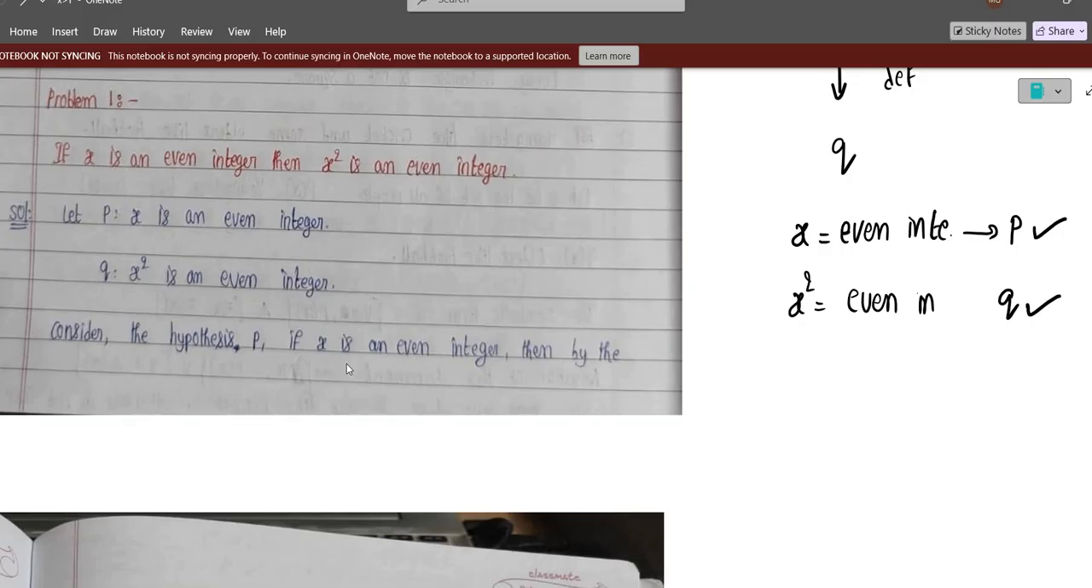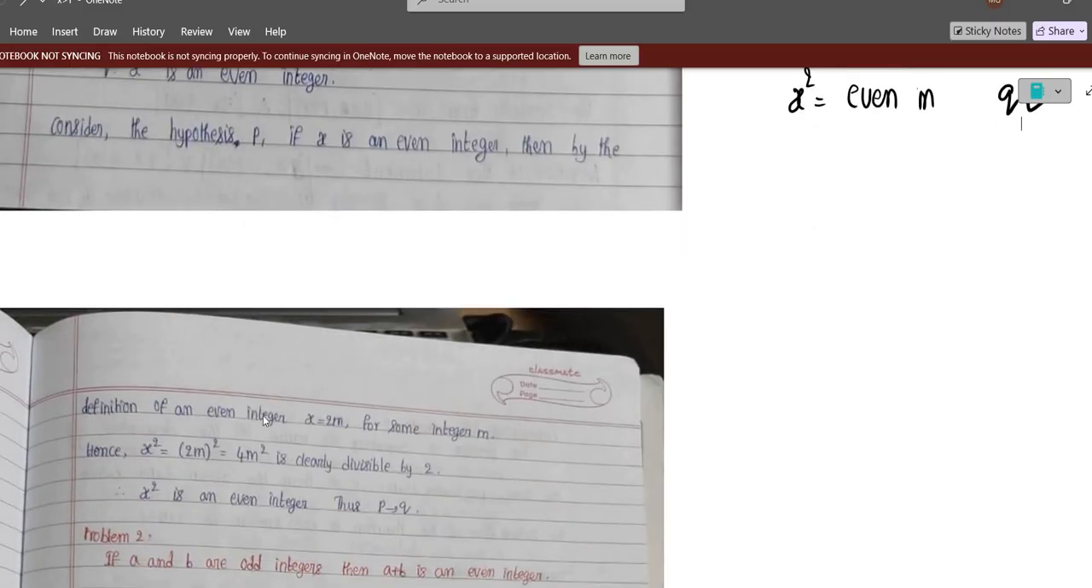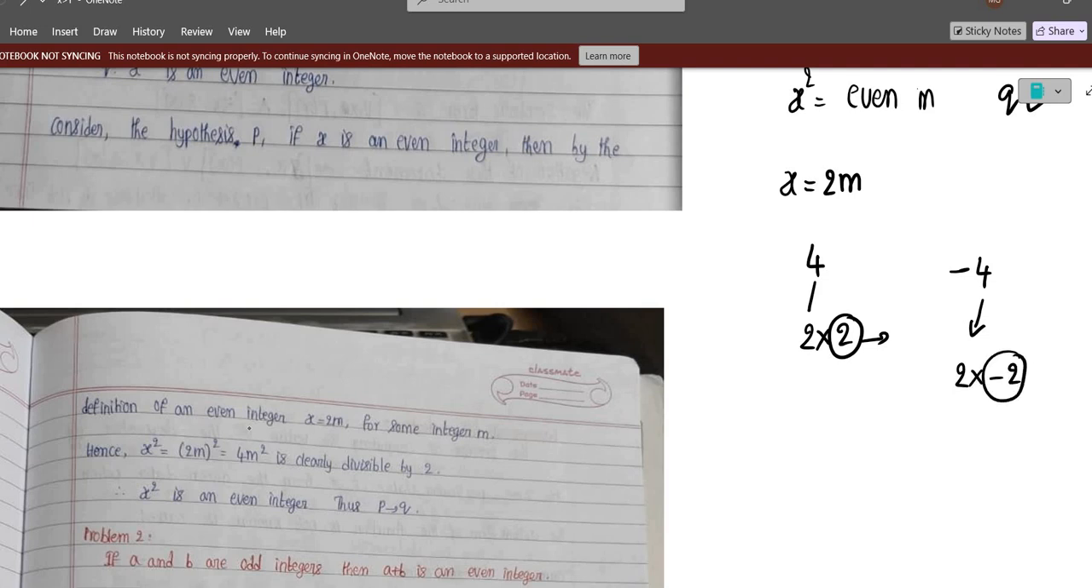If x is an even integer, then by the definition of even integer, x can be written as 2 into some integer. For example, 4 is an even integer. 4 can be written as 2 into 2. Here 2 is again an integer. Minus 4 is also an even integer. Minus 4 can be written as 2 into minus 2. Minus 2 is also again an integer. So here observe x equal to 2m for some integer m. This is the general form of even integers.